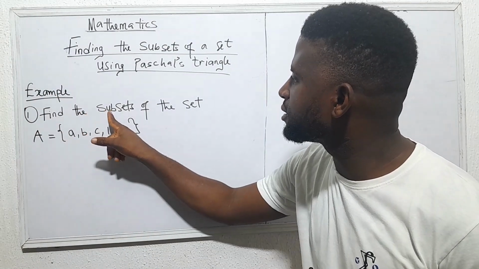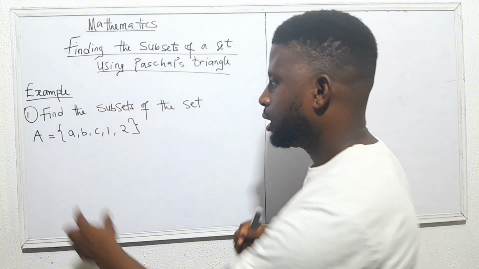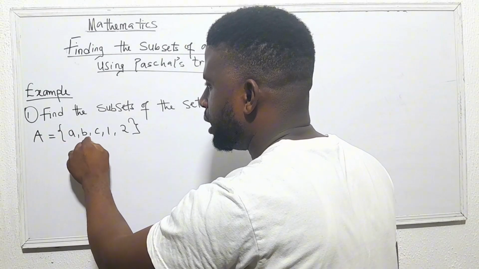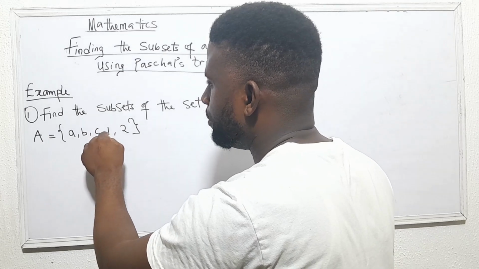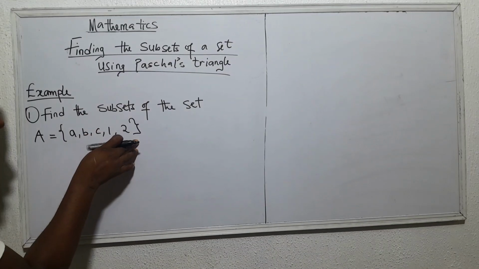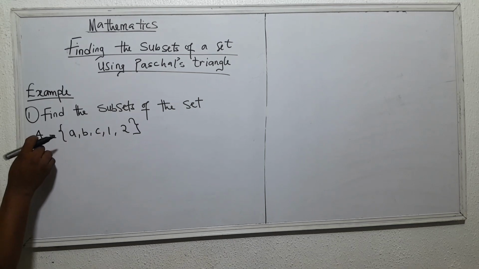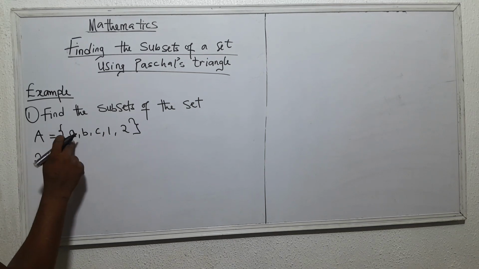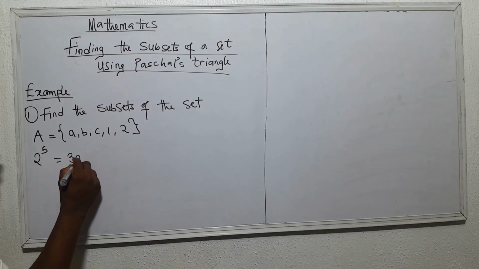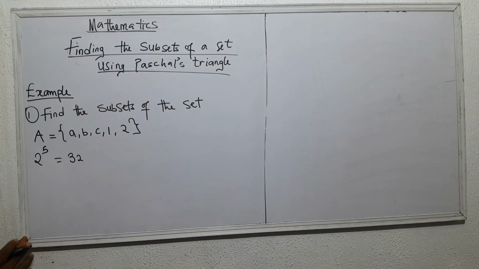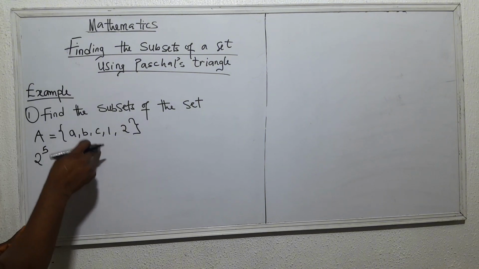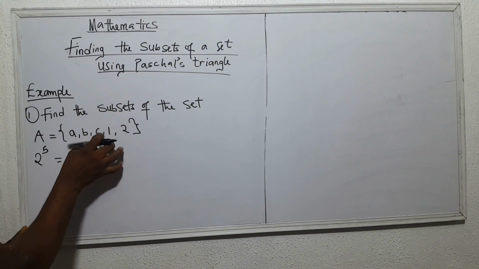We have an example. Find the subsets of the set A equal to the set of elements A, element B, element C, element 1, element 2. Now, the total number of subsets that can be found in set A is 2 raised to the power 1, 2, 3, 4, 5, right? Which is equal to what? 32. Which means that we will find 32 subsets from this set A.